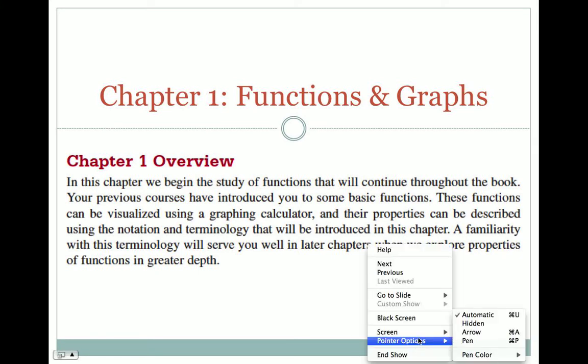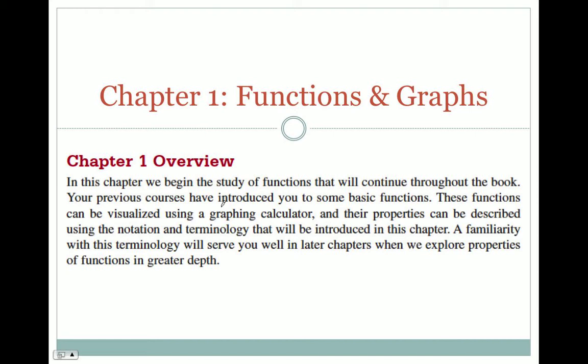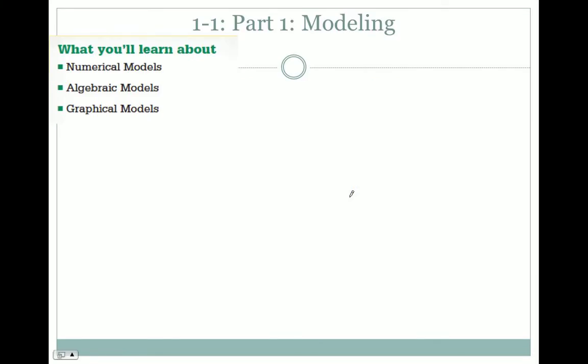Specifically, there are about 12 different kinds of functions, and we're going to look at all sorts of different characteristics of functions. Your previous courses have introduced you to some basic functions. These functions can be visualized using a graphing calculator, and their properties can be described by using the notation and terminology that will be introduced in this chapter. A familiarity with this terminology will serve you well in later chapters when we explore properties of functions in greater depth. So we're doing a video for Section 1.1, Part 1, which is all about different kinds of modeling.